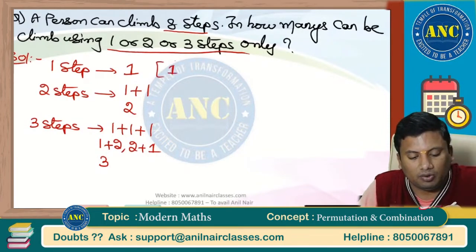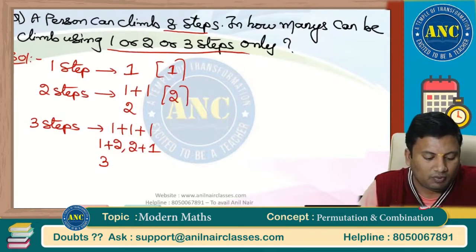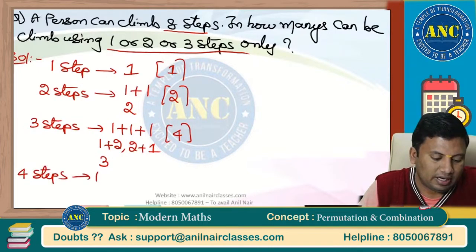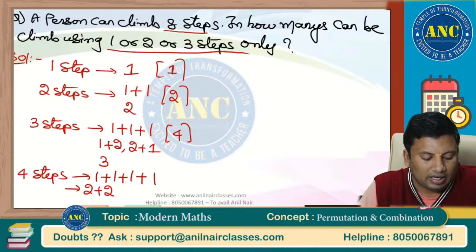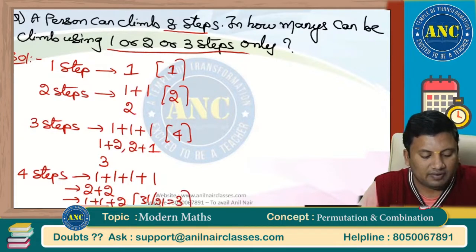This is only one way. This is 2 ways. This is 1, 2, 3, 4, so 4 ways. Suppose it is 4 steps, how can he do it? 1 plus 1 plus 1 plus 1. Or he can use 2 plus 2. Or he can use 1 plus 1 plus 2. 1 plus 1 plus 2, 3 factorial by 2 factorial, which is 3 ways I will get. Here it is 1 way, here it is 1 way.